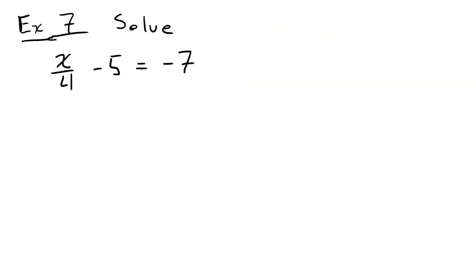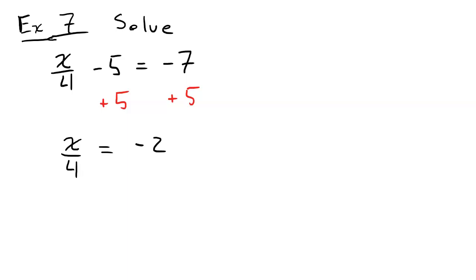And here's our last example. So we're trying to solve, so that means we need to isolate x. And we have a number multiplying x that isn't 1. So we're going to have to use the multiplication property of equality. Before we do that, we want to get x alone with its coefficient on one side. So we add 5 to both sides of this equation. And when we do that, we get x over 4 on the left-hand side. And on the right-hand side, negative 7 plus 5 is negative 2.